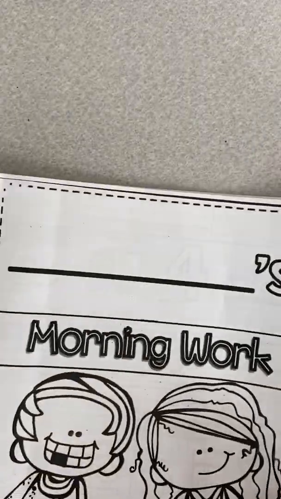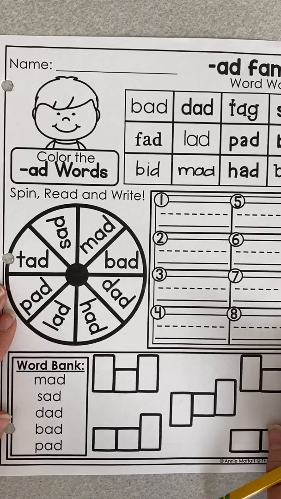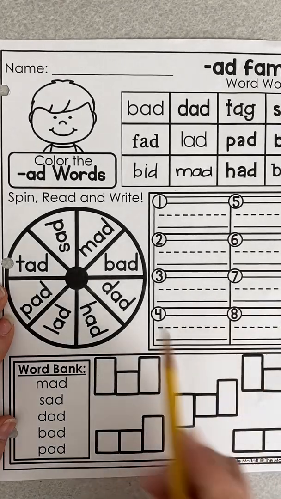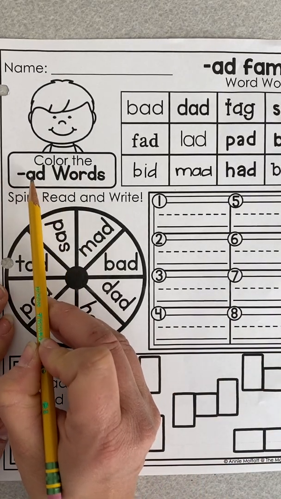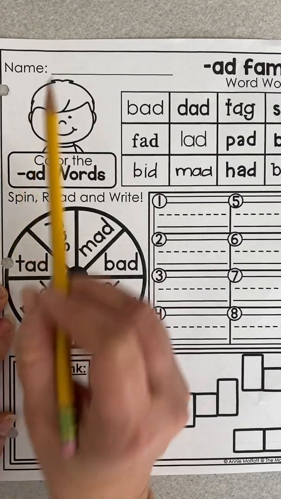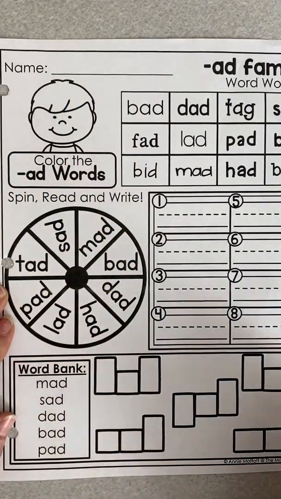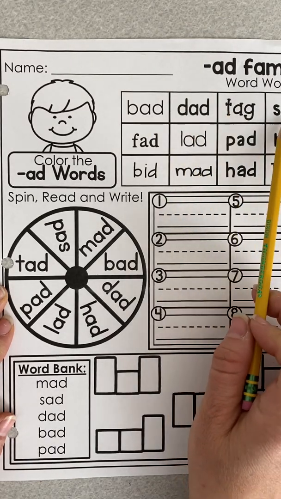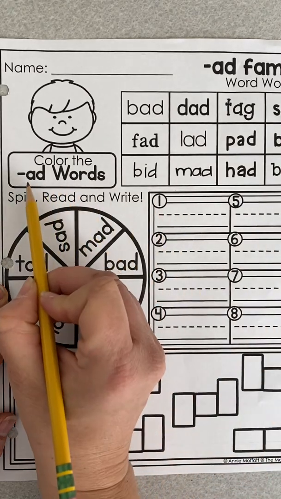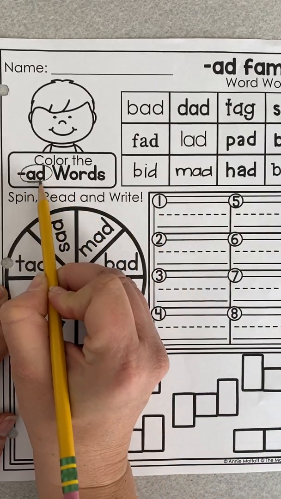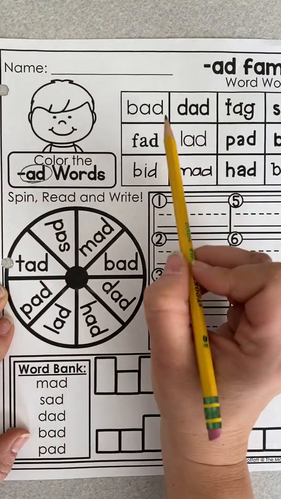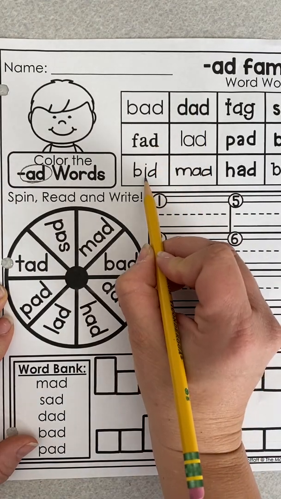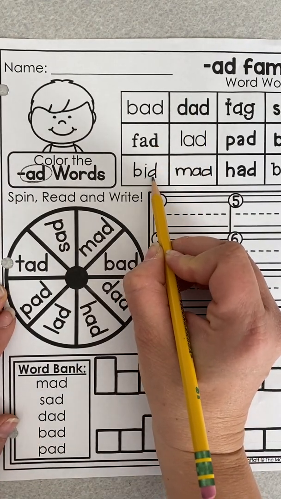All right, the next thing that we're going to do is behind our red tab. We're going to get out this new paper here. This is the word family A-D, add, the add word family. Name at the top. This is similar to the pages that we've done in the past, where we're going to do the yellow at the top. However, this time you're looking for words that have A-D on the end. If they don't have A-D, like this one has I-D, we are not going to color that one.